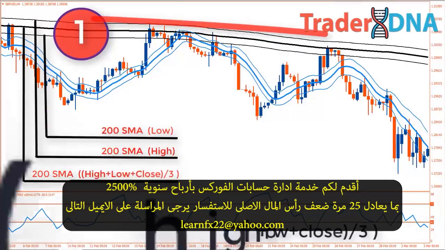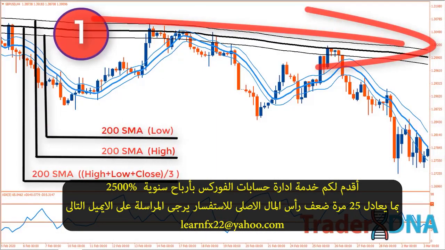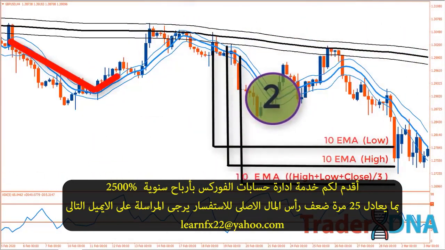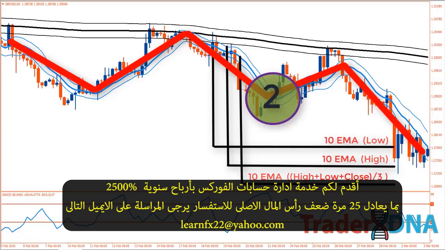The 200-period SMA is a basic moving average line which calculates and plots the average price over the last 200 candles. The 10-period EMA is another moving average, but this time it's calculating the average over the past 10 candles. And this moving average is exponential, which simply means it gives a little more weight or importance to the most recent candles over the oldest ones. The moving averages tell us the direction of a trend. If the line is moving up, it means there is an uptrend, and if the line is moving down, it means there is a downtrend.